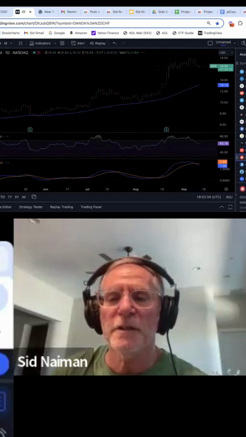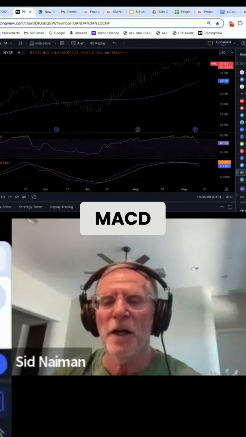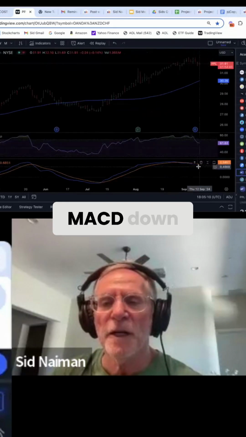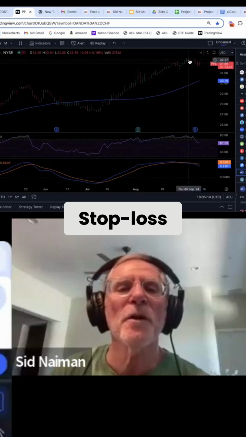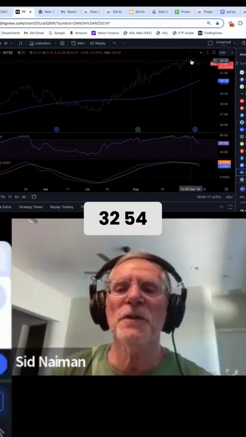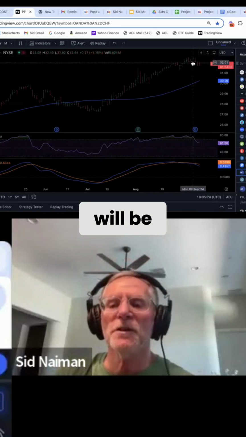All right, GDS. RSI pointing down, MACD. PPL, RSI down, MACD down. Looks pretty interesting right here. Stop loss, high 32.54, high 32.49, high 32.48, so 33 rounding up will be your stop loss.